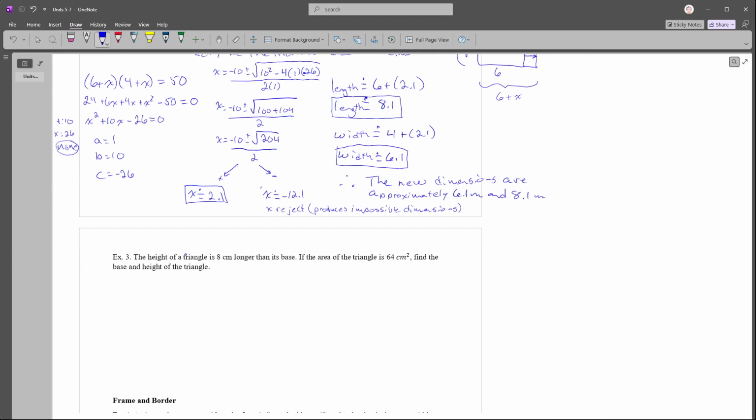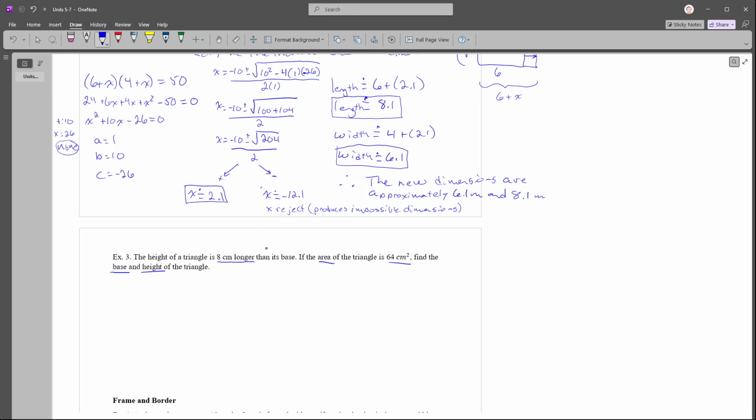In this case, the question says the height of a triangle is 8 centimeters longer than its base. Now we don't know the type of triangle it is, and it doesn't really matter. Because if we keep reading the question, it says if the area of the triangle is 64 centimeters squared, find the base and the height. So we're trying to find the base and the height. We're given the area, and we're given the fact that the height of the triangle is 8 centimeters longer.